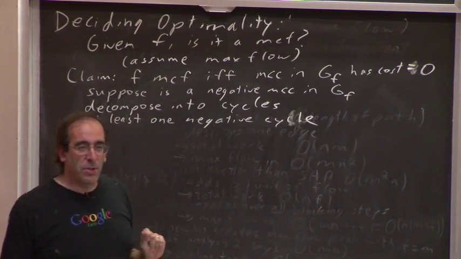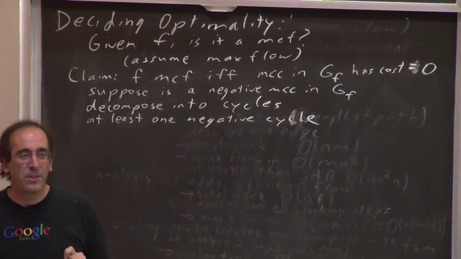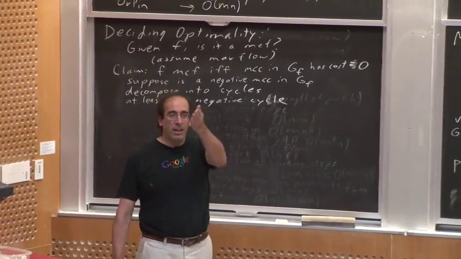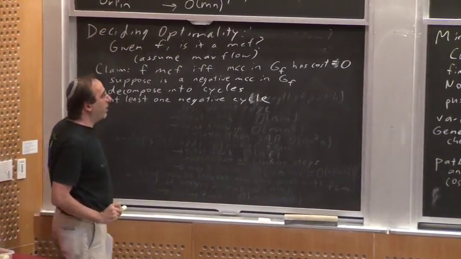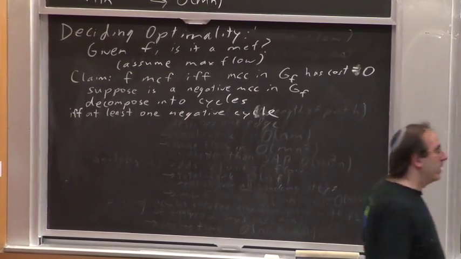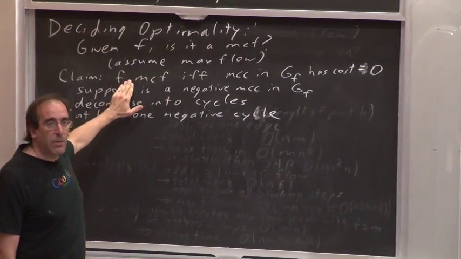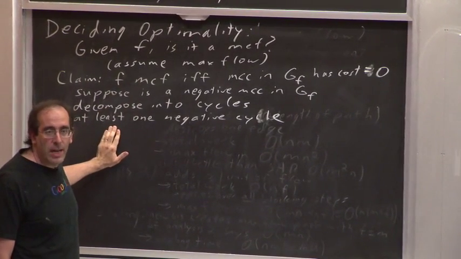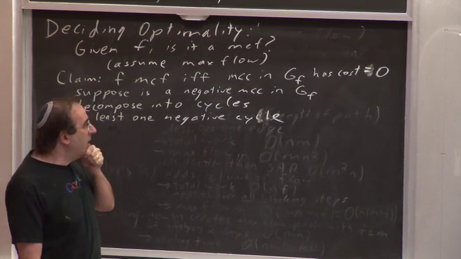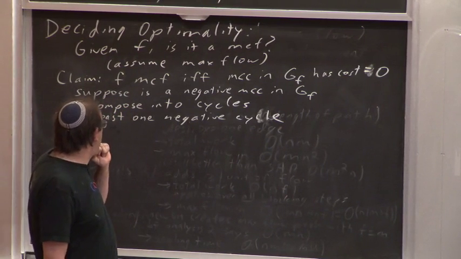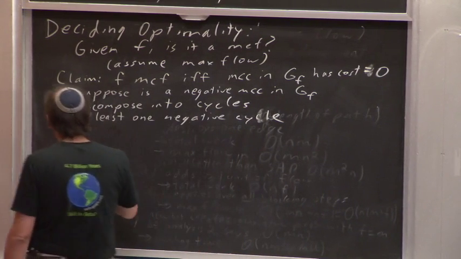And I claim that the reverse is also true, right? If there's a negative cycle, then there is a negative circulation. Why is that true? Yeah? Take that cycle. Just take that cycle, right? So we can put an if and only if here, right? So if F is not a min-cost flow, then there is a negative cost cycle in the graph. Okay. Now suppose that F is a min-cost flow. Can there be a negative cost cycle in the graph?